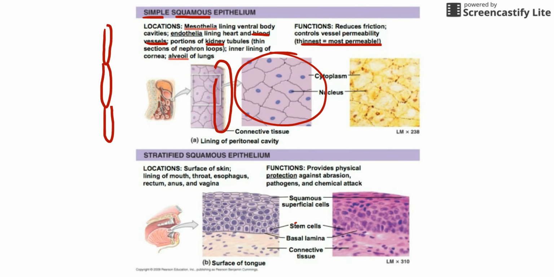So stratified again. Stratified, we've got multiple layers, right? So this is much thicker. Simple squamous would be that thick. So this is a whole lot thicker. Because of that, it is much more protective, okay? So you find this is the whole outer covering, the barrier from the outside world. So you've got your skin, you've got your lining of the mouth, the throat, the esophagus, rectum, anus, vagina, all that nice thick layer that helps protect the body from anything getting in or any abrasion, just general protection. All right, and let's go to the next part.